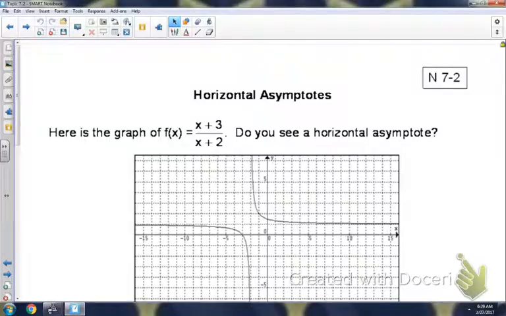In note 7.2, we're going to be looking at horizontal asymptotes. So the graphs will be approaching a horizontal line. It says here's the graph of f of x equals x plus 3 over x plus 2. Do you see a horizontal asymptote?